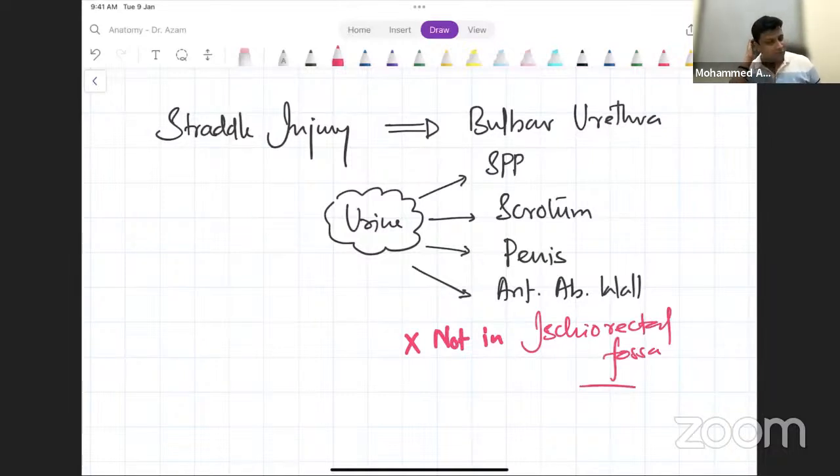Obviously it cannot go into the deep perineal pouch. That is common sense, I don't even have to mention that one, until and unless the perineal membrane is also ruptured. Apart from that, the most important thing is it cannot go into the ischiorectal fossa. That's important, sir. I think I have made the concept crystal clear here.